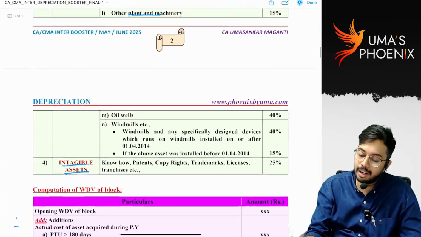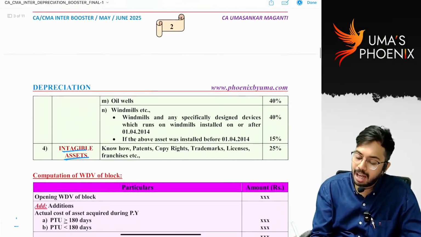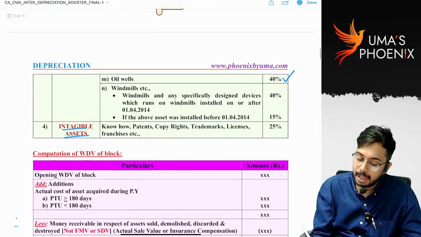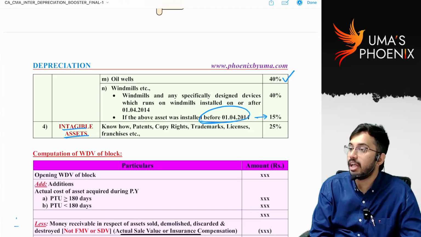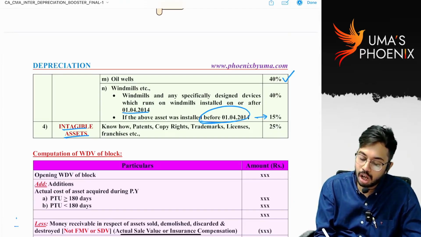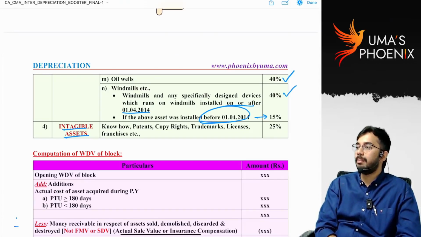Oil wells, rate of depreciation 40%. Windmills, if they are installed before 1st April 2014, rate of depreciation is 15%. If windmills are installed on or after 1st April 2014, rate of depreciation is 40%. Is it clear? Did you understand?